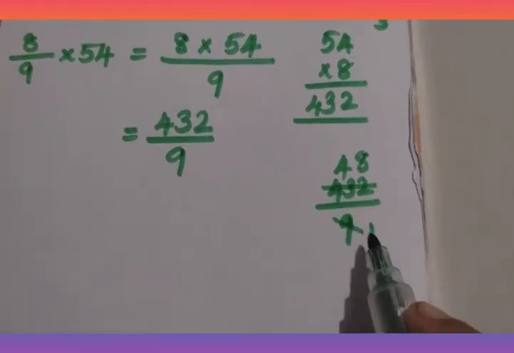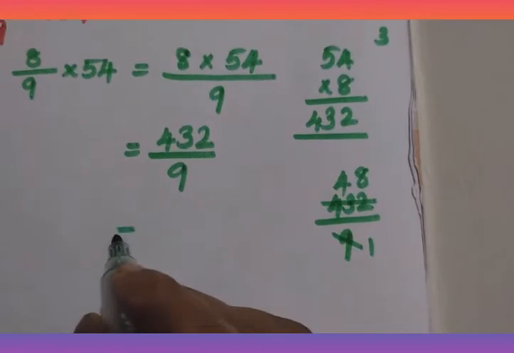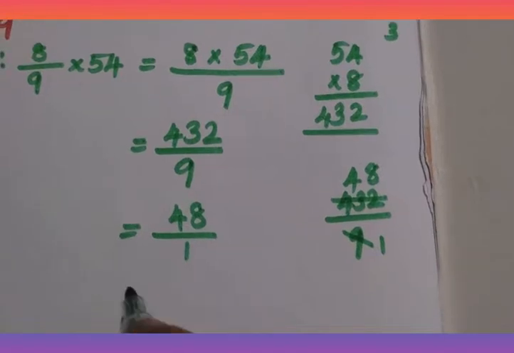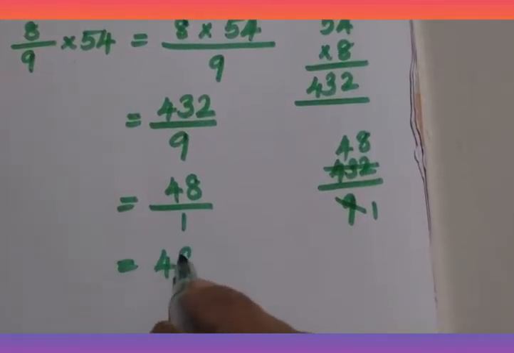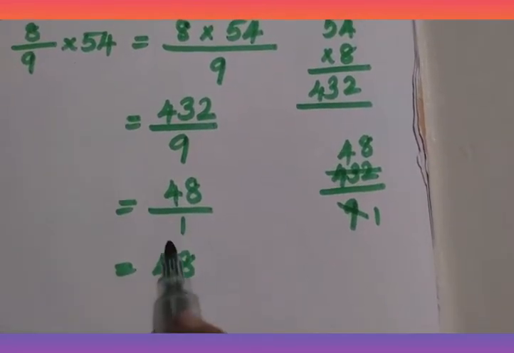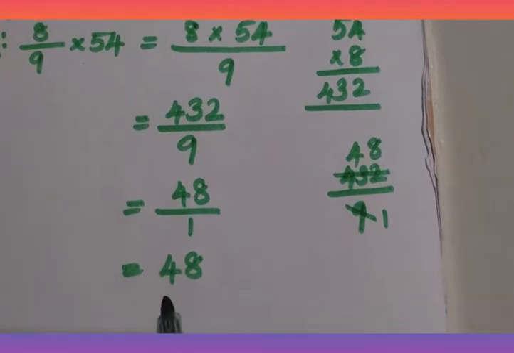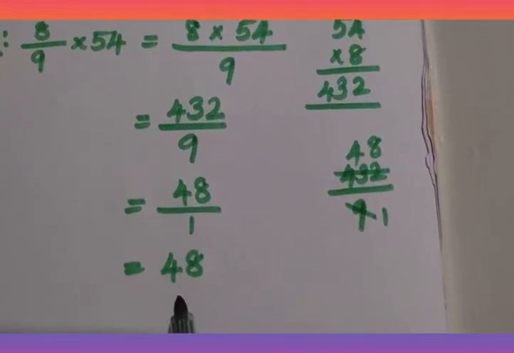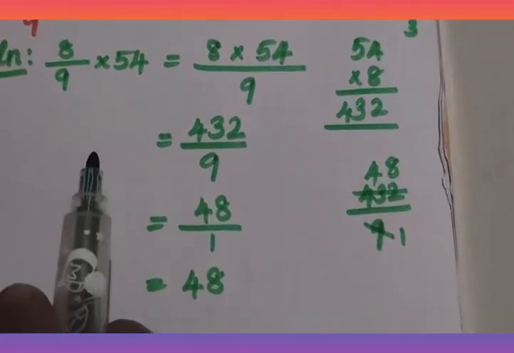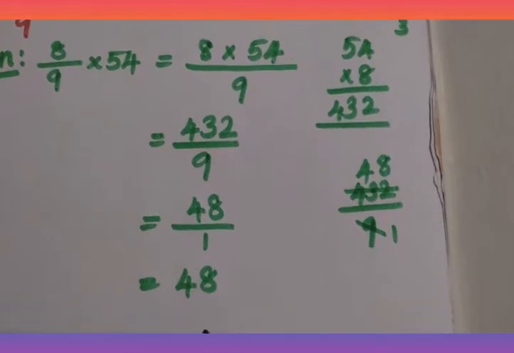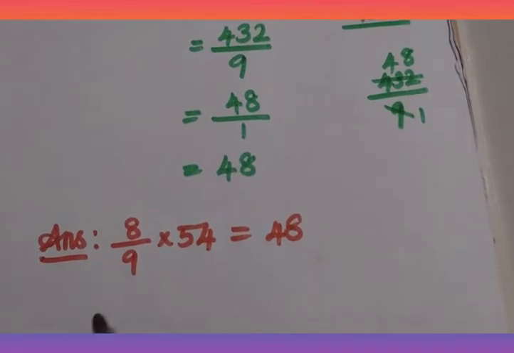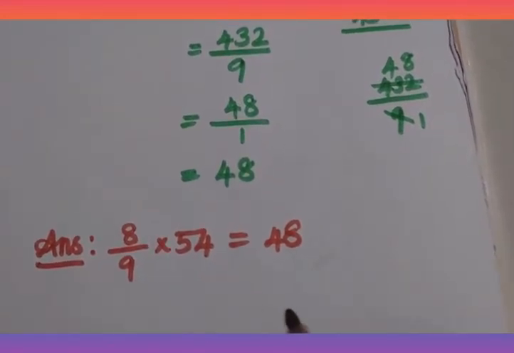Denominator 1. Children, if the denominator is 1, numerator 48, denominator 1, isn't it? Denominator 1 means no need to mention that denominator. We can write the answer as the numerator only, because any number divided by 1 gives the same number, isn't it? So we can write 48 only, that's the answer. So 8 by 9 into 54 equals 48. Understood? So the answer step we can write as 8 by 9 into 54 equal to 48.